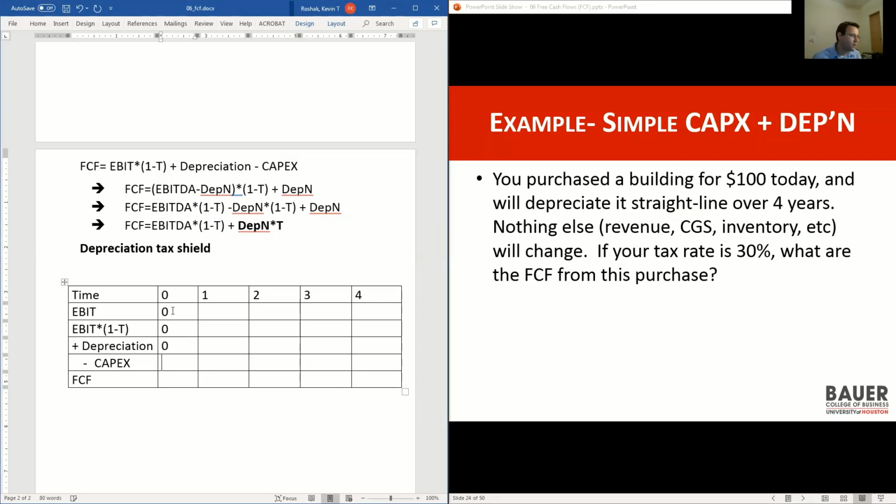What's happening at time 0? Well, all you did was you bought the building today for $100. Now a building, that's a fixed asset. Those things last for a long time. So it would be considered CAPEX. So how much did you pay in CAPEX? $100. You bought the building for $100. That was an outflow. So what's your free cash flow today? Well, your EBIT is 0. You add depreciation, which was 0, and you subtract your CAPEX, which was 100. So your free cash flow is 0 plus 0 minus 100. It's minus 100.